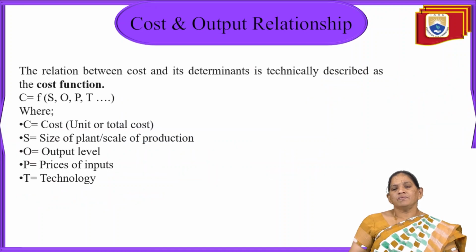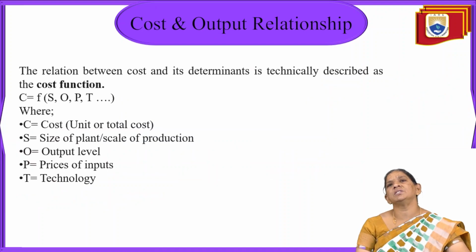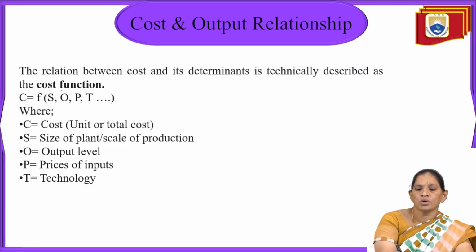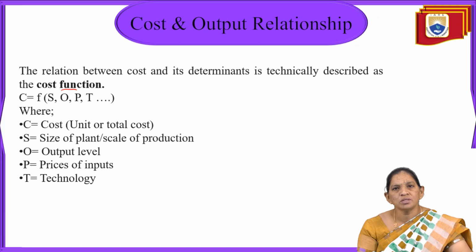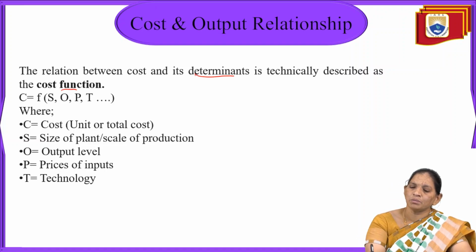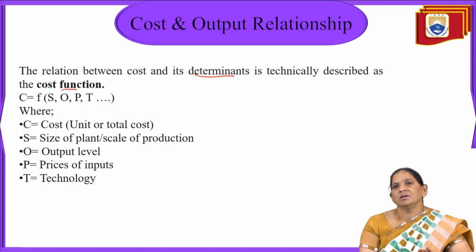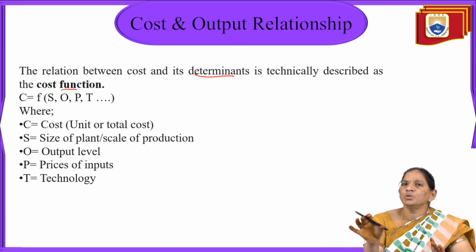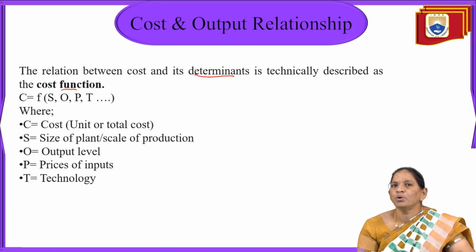Now we will see how the relationship between cost and output is determined. Technically, we can describe this relationship as the cost function. What is the cost function? It is a function which explains the relationship between cost and its determinants. What type of things affect my cost, maybe price, profit, technology, whatever is affecting my cost, is considered in the function. That type of function we call a cost function.